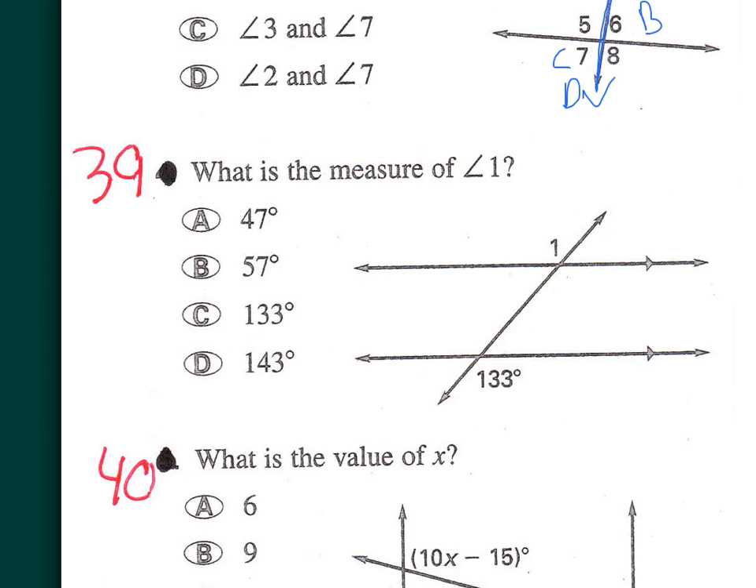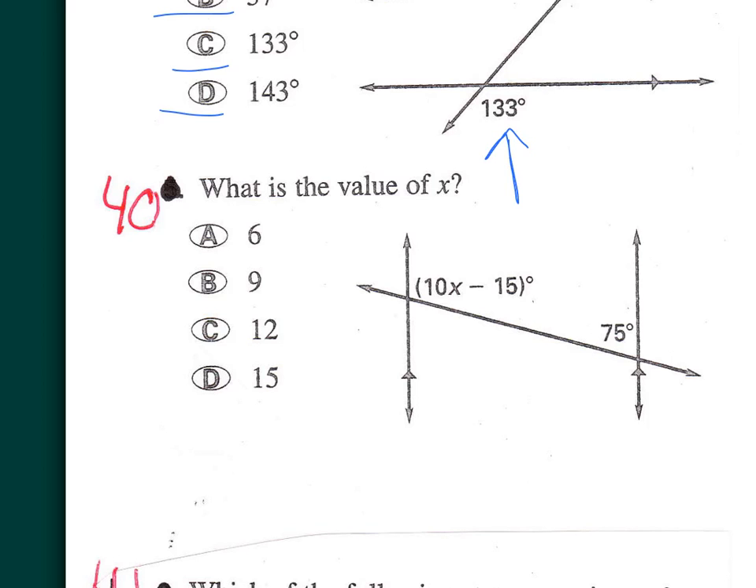Number 39, what's the measure of angle 1 right here? How many degrees is it? Pay close attention to this angle right there. It might help you out. So is it A 47, B 57, C 133, or D 143?